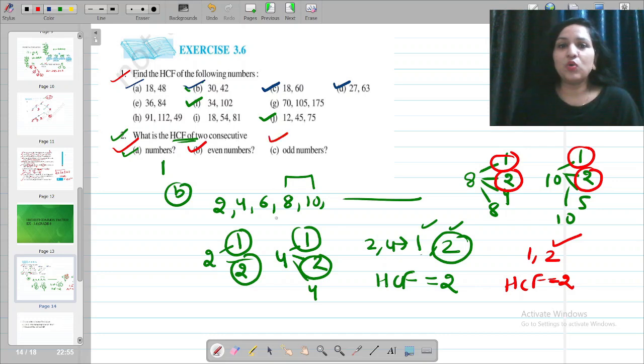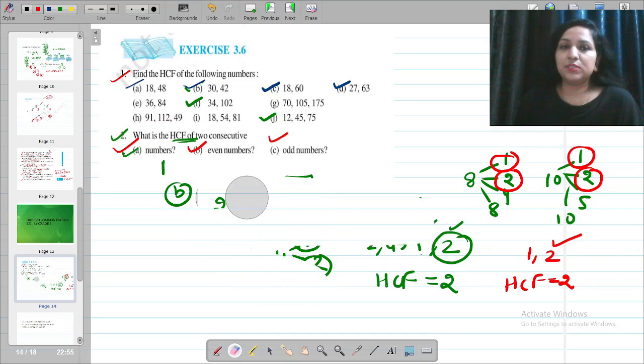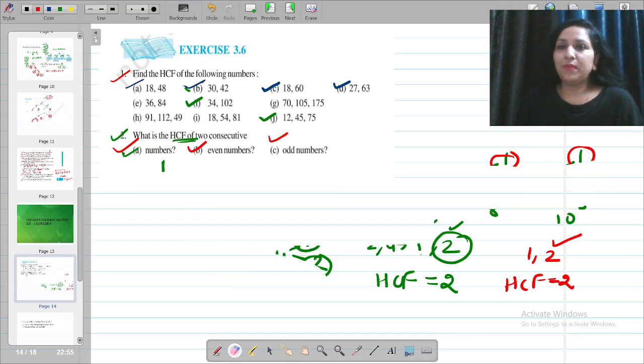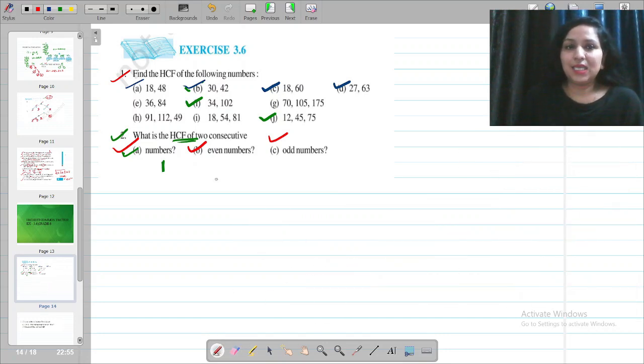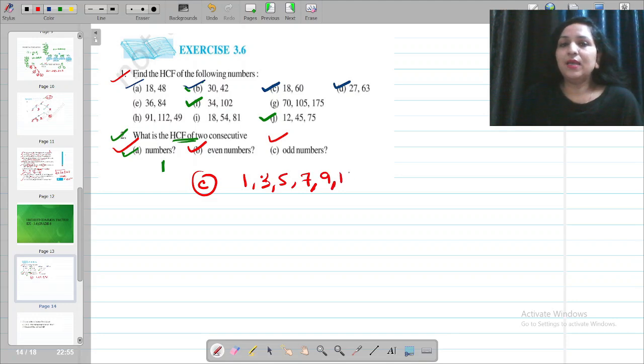Let us check for consecutive odd numbers. Consecutive odd numbers mean odd numbers which come one after the other in the series. Let's take the series of odd numbers 1, 3, 5, 7, 9, 11, 13 and so on. Let us pick any two.